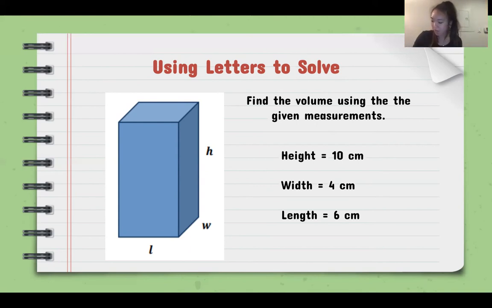So my volume is 6 centimeters times 4 centimeters, and that's going to give us 24 centimeters squared times 10 centimeters. So after we do that, we do 24 times 10. So then our volume equals 240. And then I have centimeters squared times centimeters, which gives us centimeters cubed. So our volume is 240 centimeters cubed.